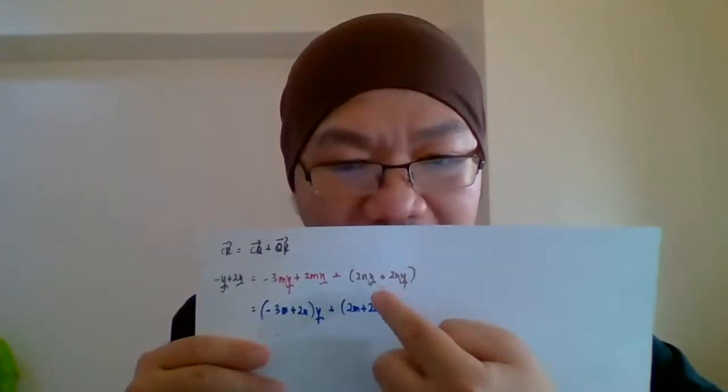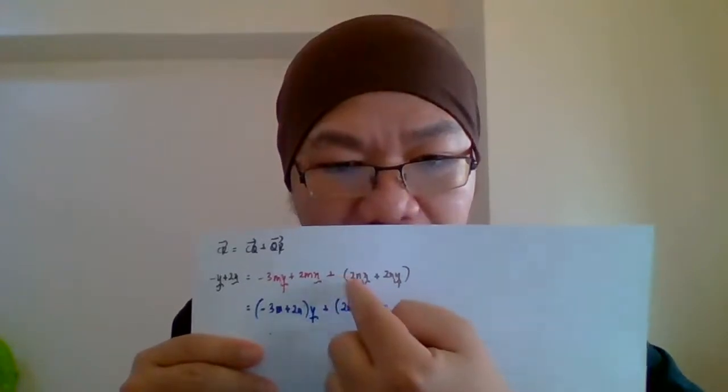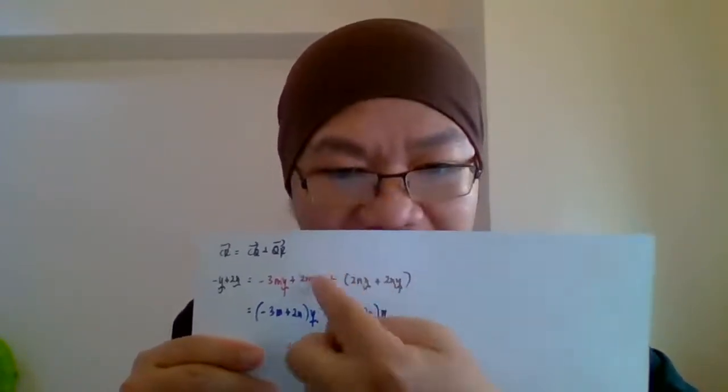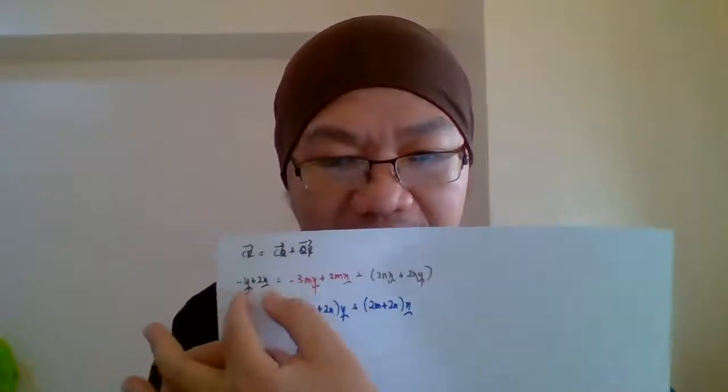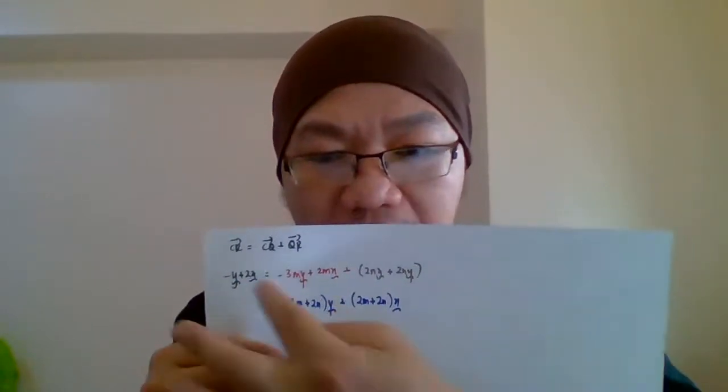How about X? X here, 2MX plus 2NX, so X and X factorize, giving 2M and 2N here. This blue color is equivalent with this black color, so you compare Y with Y, X with X. This will form a simultaneous equation. From here we conclude negative 3m plus 2n equals negative 1, the first equation. And the second is 2m plus 2n equals 2, your second equation.